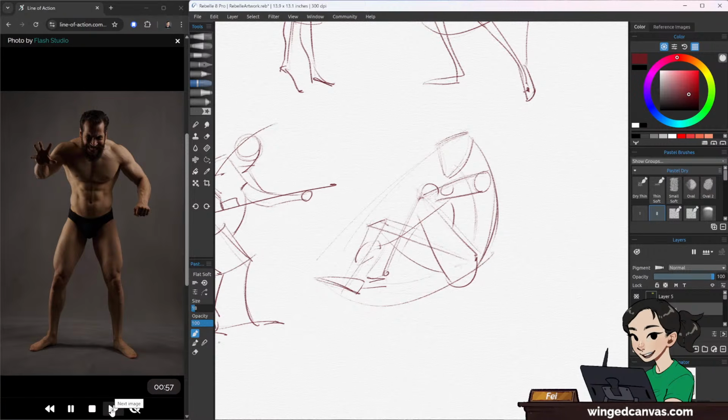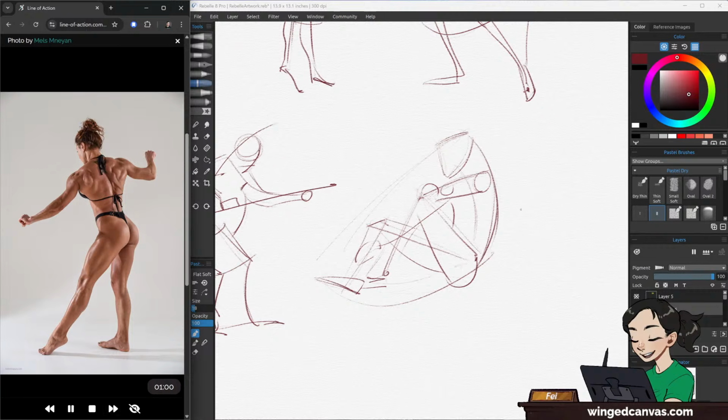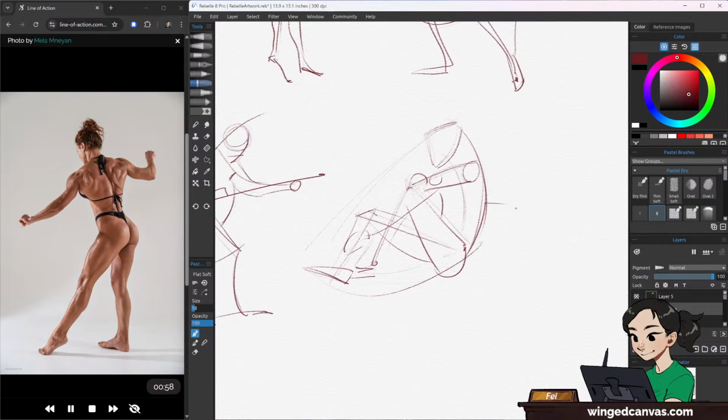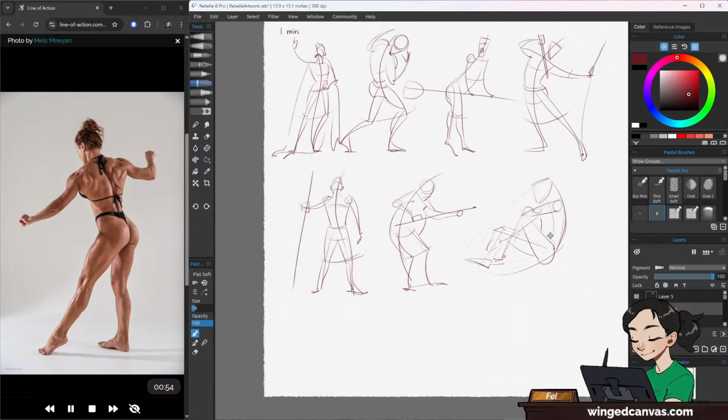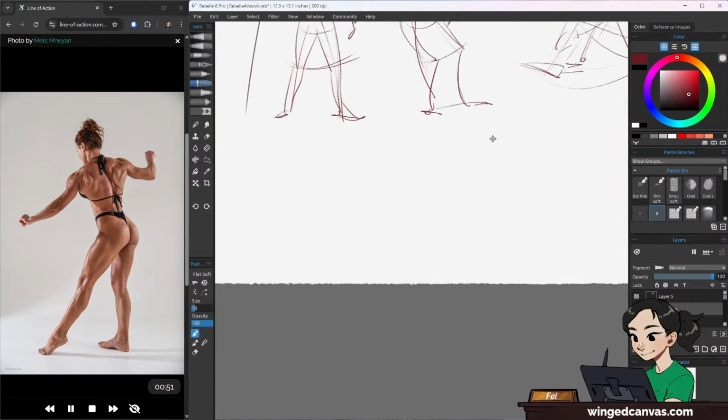I'm going to skip this one because it's also not very dynamic. We'll do this one. Let's see how many we've done already. 7. Okay, so 3 more.